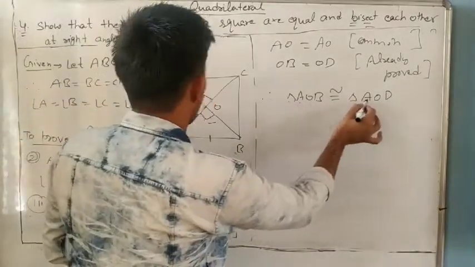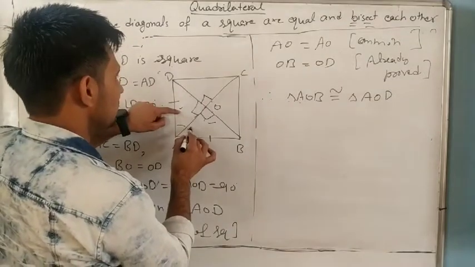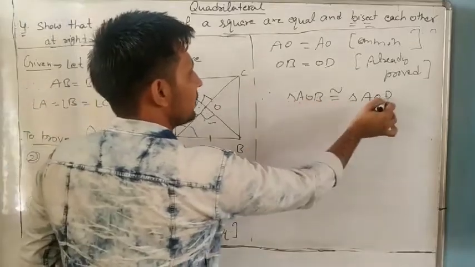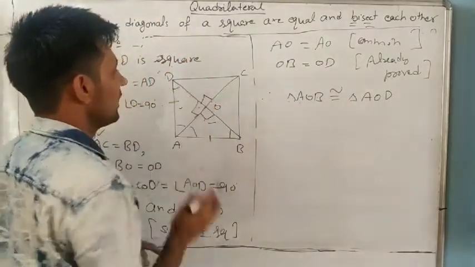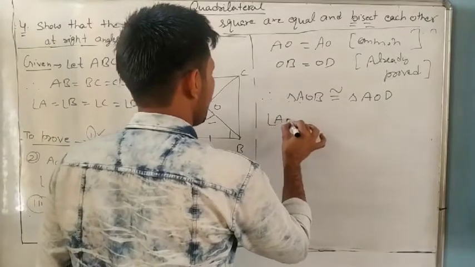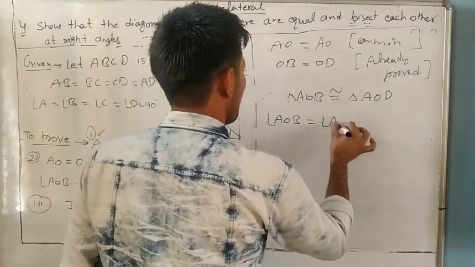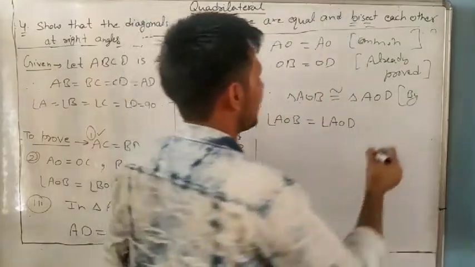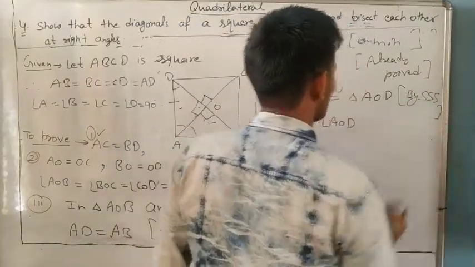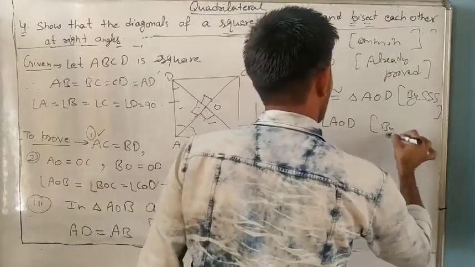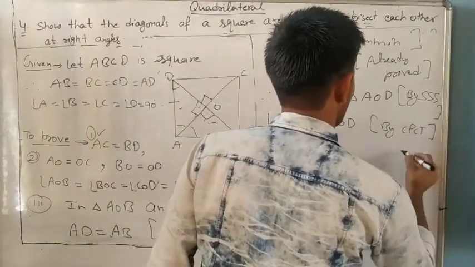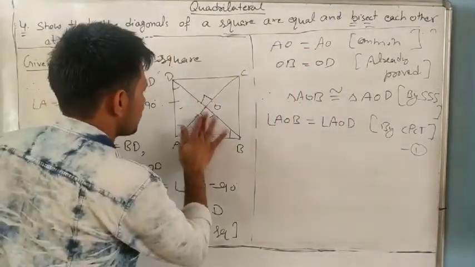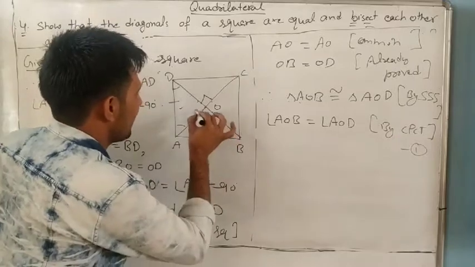Angle A equal to angle A, this one equal to this one. Angle O equal to this one. And angle B equal to angle B, so this angle equal to this one. So you can write angle AOB equal to angle AOD. First we will write by which property they are congruent: by SSS. So now by CPCT, equation number 1.